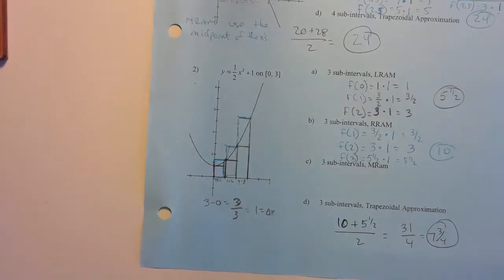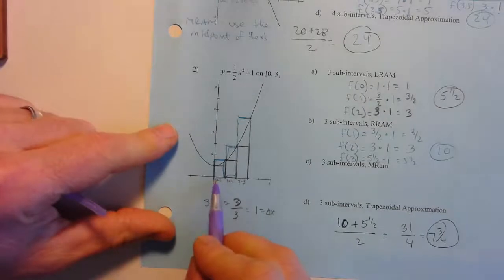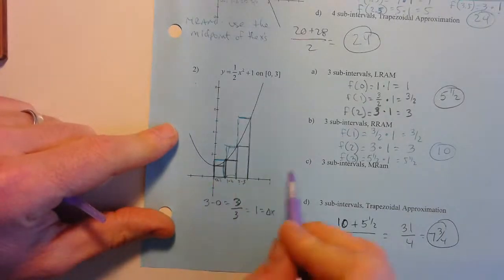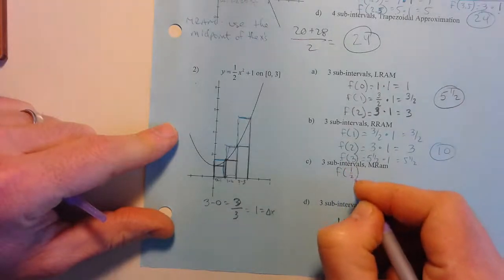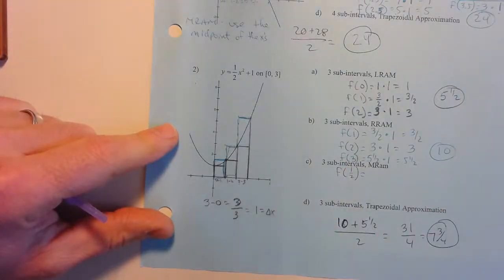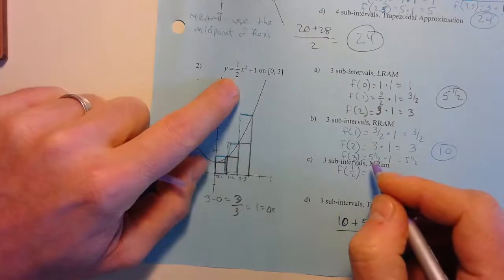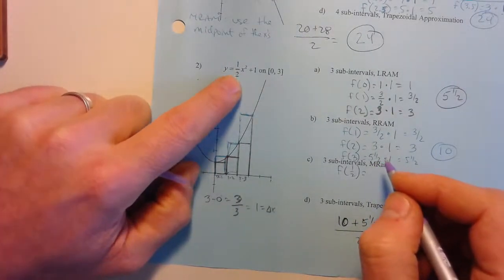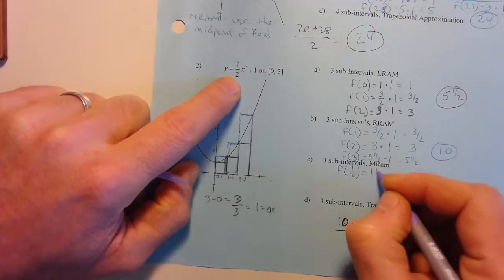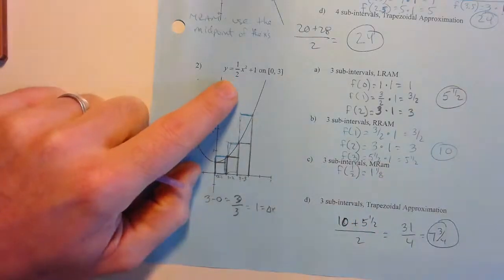Okay, let's do MRAM now. For the first subinterval, let's see. The midpoint between 0 and 1 is 1/2, so I'm going to plug in 1/2. Okay, I plug that in, and you can see this one's going to get messy. So 1/2 squared is 1/4, so it's 1 1/8 when it's all said and done.